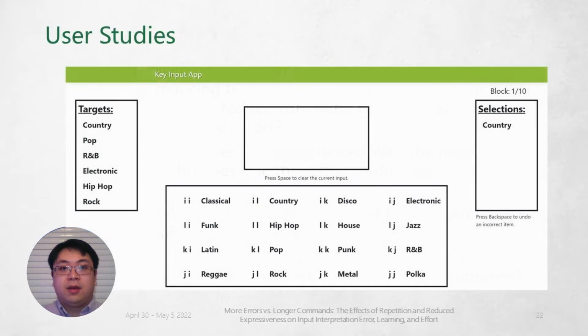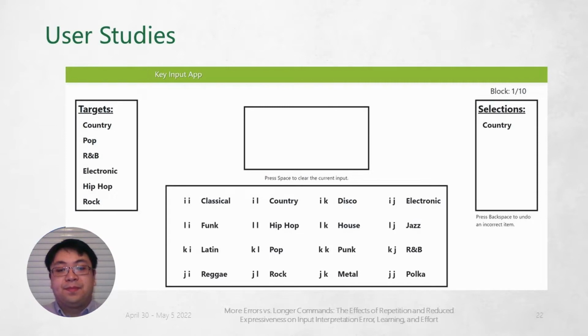We conducted a user study where participants were tasked with selecting items from a menu using the I, J, K, and L keys. A system was created where they were presented a list of target items on the left side of the screen. Participants were given a guide in the middle of the screen that showed the sequence they needed to press to select an item. After making a selection, it would appear on the right side of the screen. Participants would need to then compare their selections with the target list to ensure that they matched and no interpretation errors had occurred.